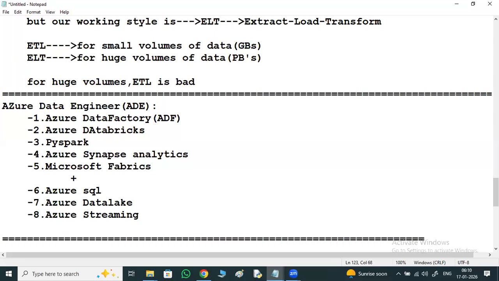Azure Data Factory is zero coding ETL. Azure Data Factory is zero coding, no prerequisites, no coding, codeless, right? Yes.